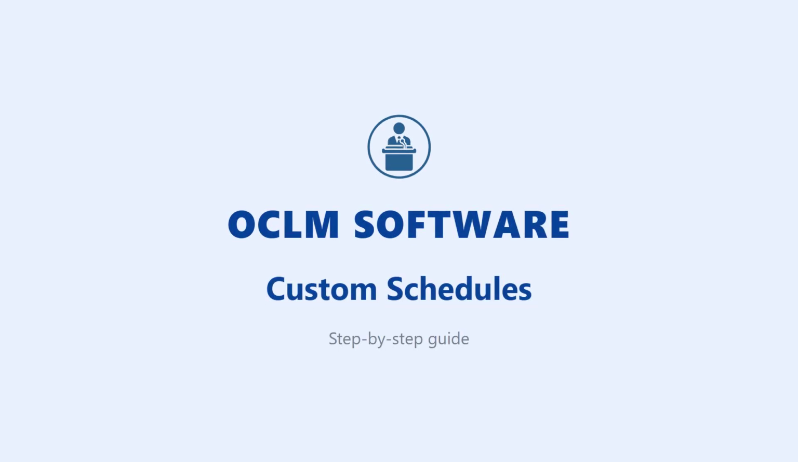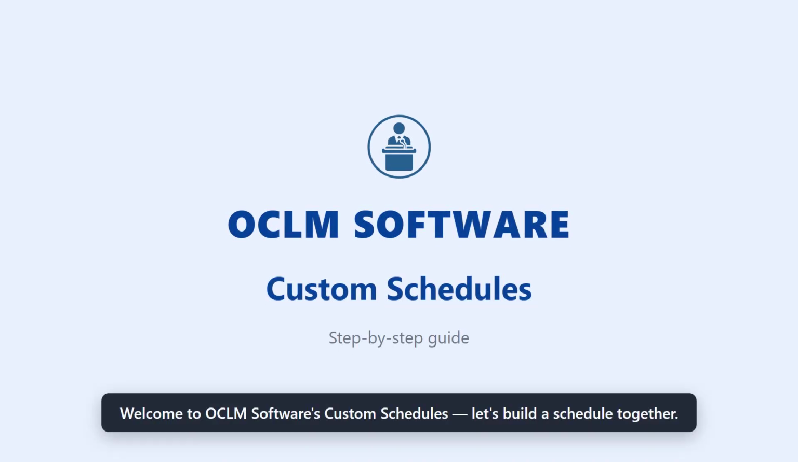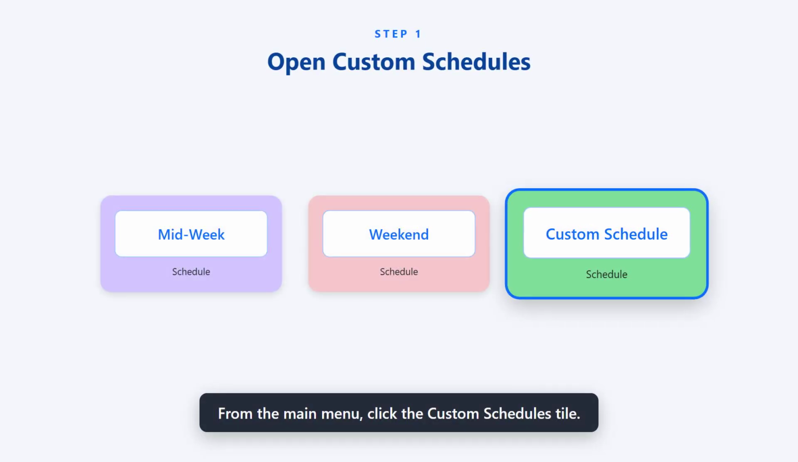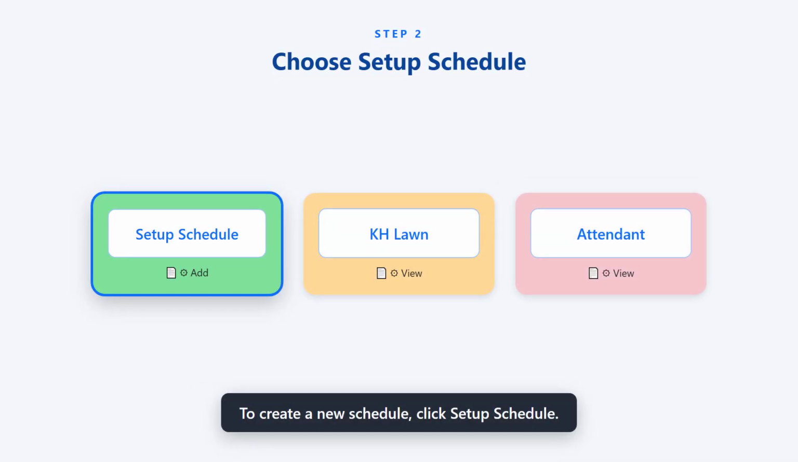Welcome to OCLM Software Custom Schedules, the fastest way to build, share, and manage any assignment schedule that your congregation needs. Getting started is simple. From the main menu, click the Custom Schedules tile to launch the scheduler. Pick any existing schedule or click Setup Schedule to build a brand new one from scratch.